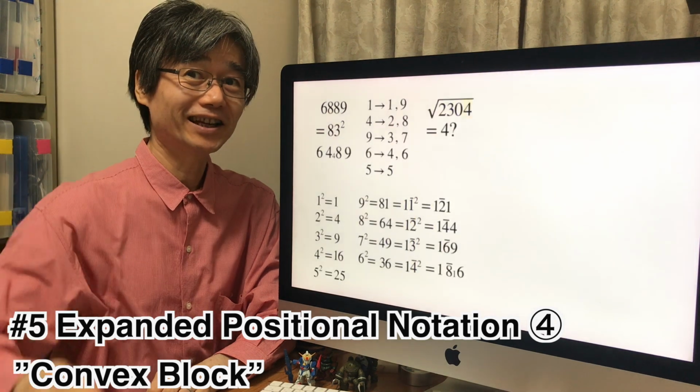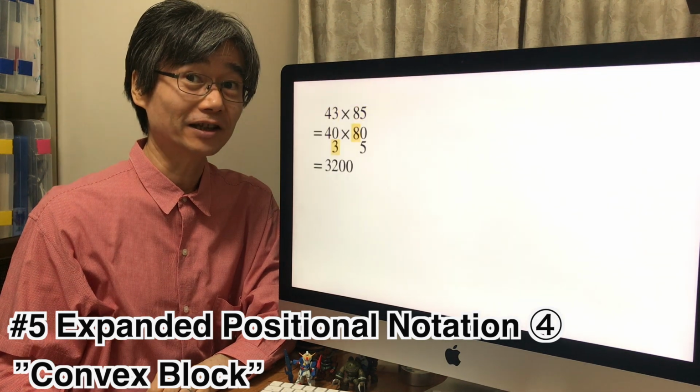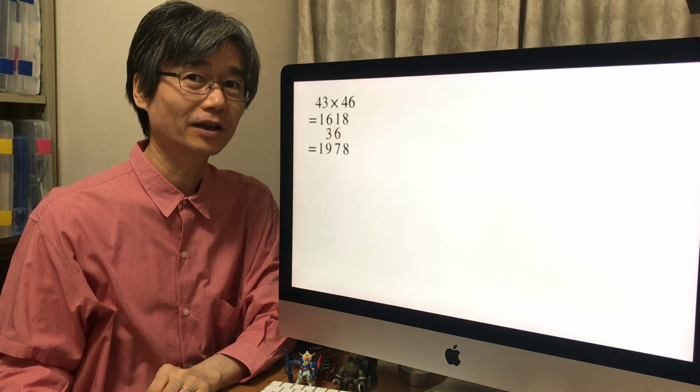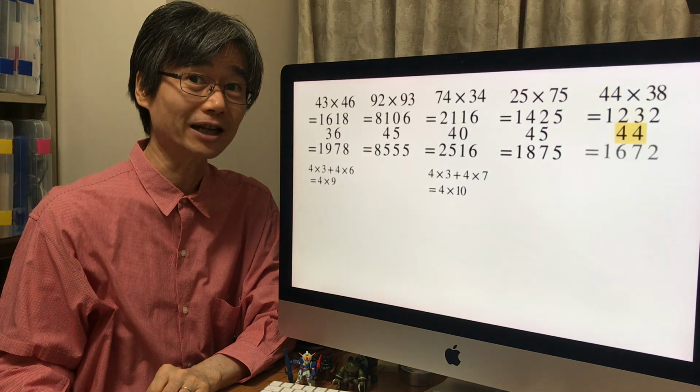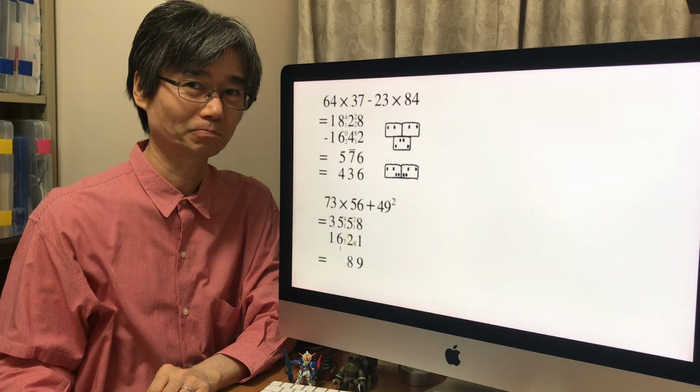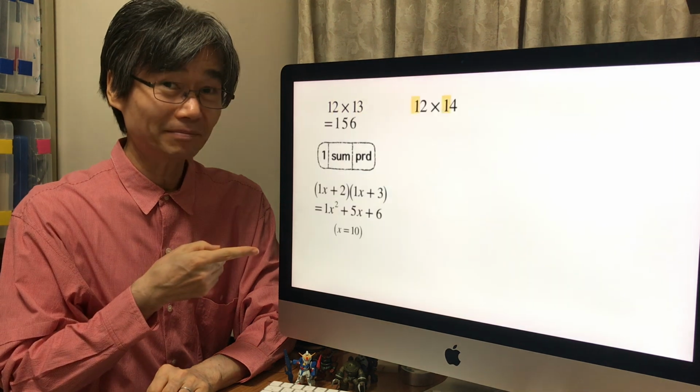Hi everyone! Today's topic is squaring and 2 by 2 digit product. You can do multiplication correctly and quickly with the convex block. Okay, let's get started.